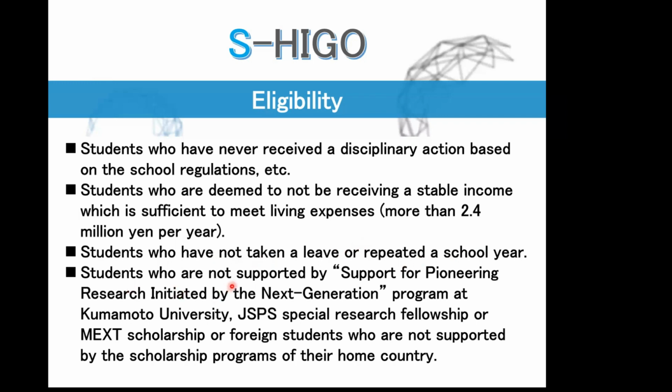And students should not be supported by Kumamoto University's next generation program, which we usually call the well-being program. Also, they should not be supported by the JSPS Special Research Fellowship Program, or foreign students should not be supported by the Monbukagakusho Japanese government scholarship, or by the governments of their own home country. So if you meet these criteria, you are eligible to apply.